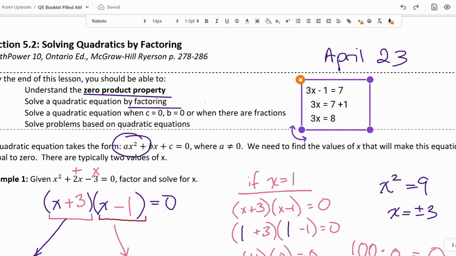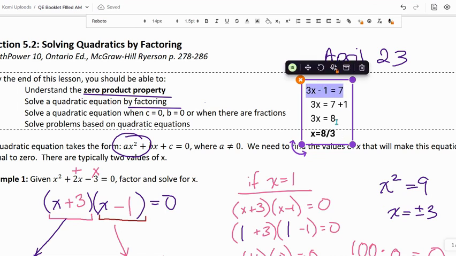And then how do we find x? Well, we divide both sides by 3. And so we end up with x equals 8 over 3, right? And so what is this? Well, that's called the solution. It's the solution to this equation. It's what makes this equation equal. And so when you have a linear equation, you only have one possible solution, one value of x that makes both sides equal.